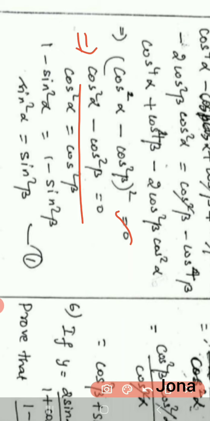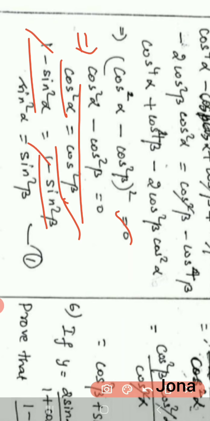I can take this minus cos square beta to the other side, so that cos square alpha equal to cos square beta. This cos square alpha can be written as 1 minus sin square alpha, and this cos square beta can be written as 1 minus sin square beta. Here I can cancel this 1 and then minus and minus, so that I can get sin square alpha equal to sin square beta.